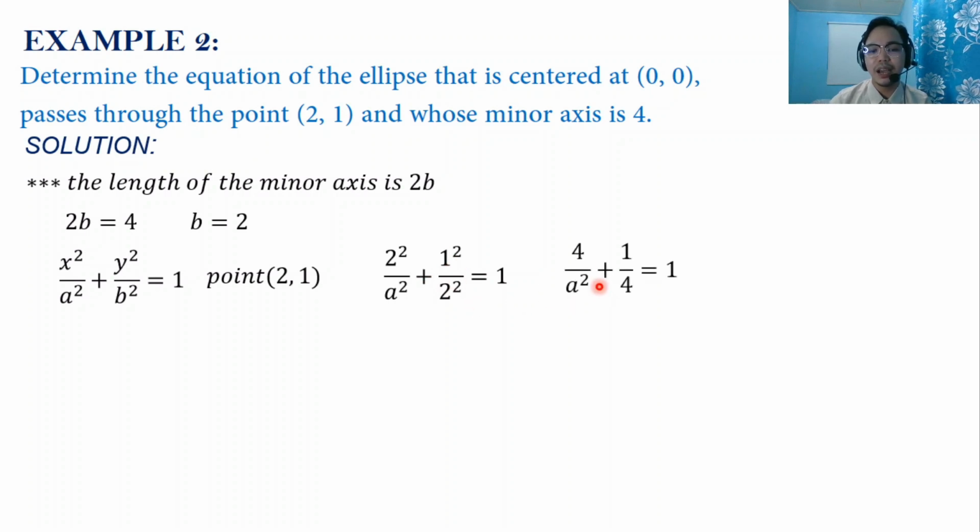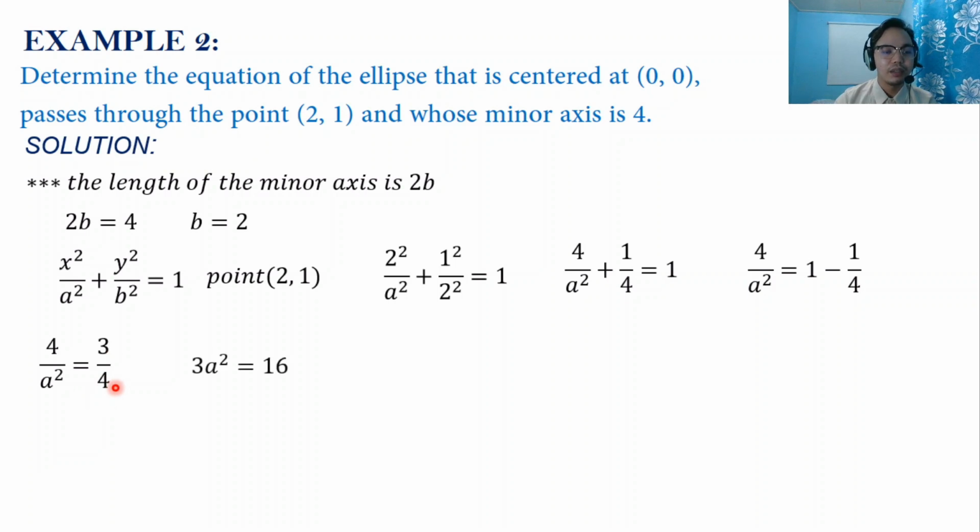So just simplify. We have 4 over a squared plus 1/4 equals 1. Then we have 4 over a squared equals 1 minus 1/4. So inilipat lang natin yung 1/4 dun sa other side. Then 1 minus 1/4 is 3/4. So by cross multiplication, we have 3a squared equals 16.